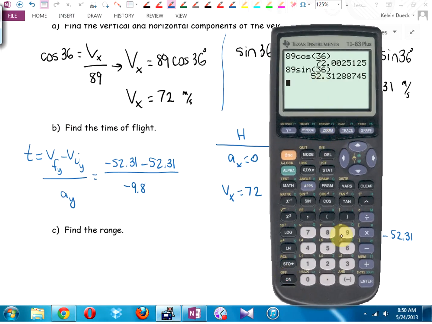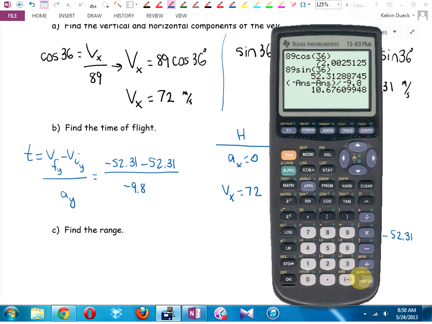I still got, you know what? I think I can go bracket negative answer minus answer. I think that's negative 52.31 minus 52.31 divided by negative 9.8. I think that'll work. Cool. Someone else try it? You get 10.67?